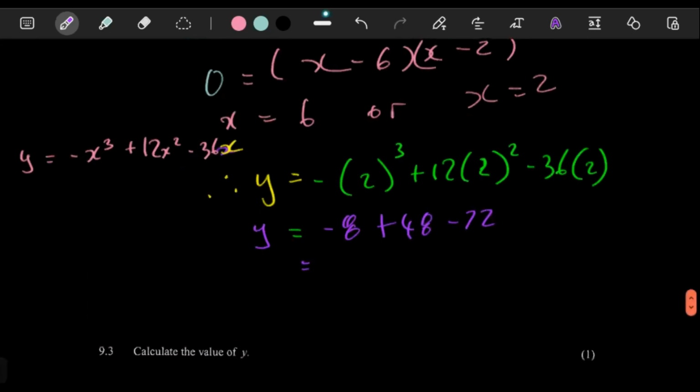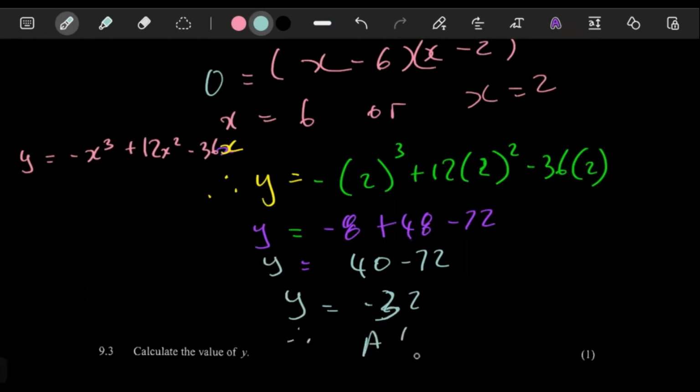Now obviously this is 40, and 40 minus 72. This number seems a bit too big, eh? Well, it does seem a bit too small, but it's fine, because these are numbers that are all accurate. So here, therefore, for A the x value is 2, the y value is -32. That looks absolutely fine. They want us to get the value of y.